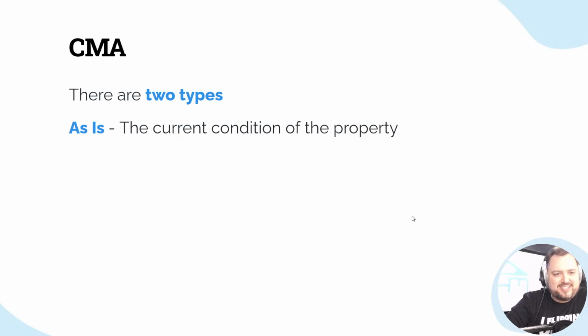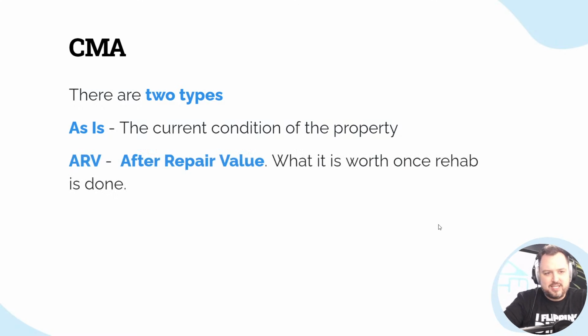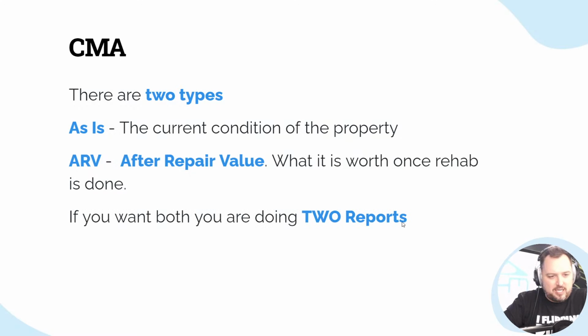There's two types. There's as-is. That's the current condition of the property. What will this property sell for in its current condition? That's what we're asking when we do an as-is CMA. Then there's the ARV, the after repaired value CMA. And that is what the property's worth once it's actually fixed up, once the work is done to the property. That is what an ARV CMA is.